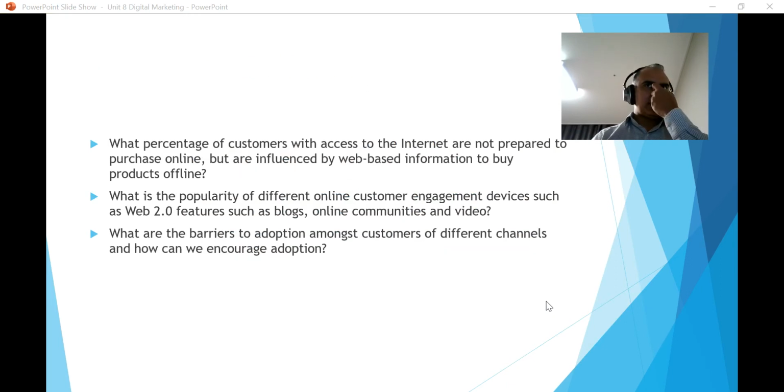Okay, so in this case, like I said, we have to understand what information they're going to get, how they're going to buy online or offline, and when and how they're going to do it, and whether we are also giving them sufficient information to go and buy offline, right? So, like I said, we need to understand also the popularity of different online customer engagement. They prefer to read about our services or products through blogs, through Facebook, through videos. What are the reviews saying?